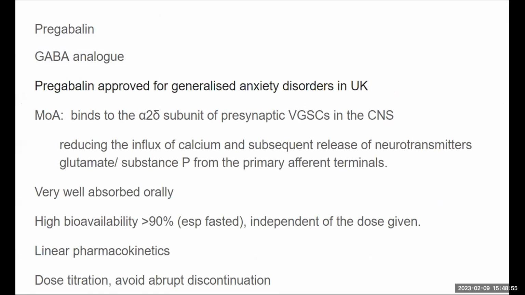Pregabalin. Pregabalin is a GABA analog. The additional benefit is that it has an anxiolytic effect, for which it is licensed in the UK. It is well absorbed orally and has high bioavailability, especially in the fasted state. The absorption is much better if the patient takes it on an empty stomach. So the dose is to be titrated, and abrupt discontinuation is avoided.